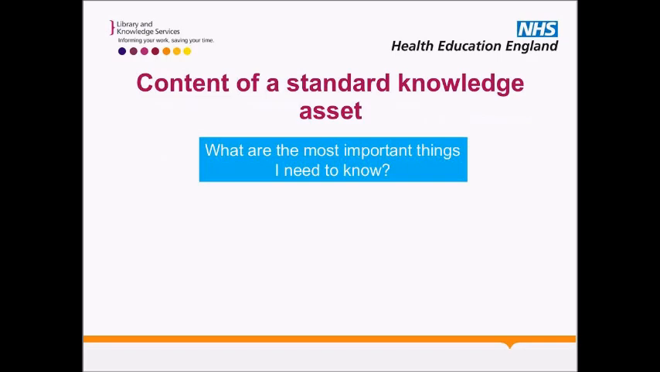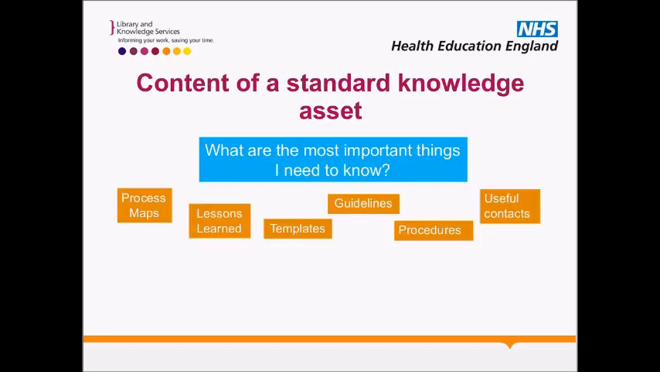So the content of a standard knowledge asset really is based around the answers to those questions, thinking about what are the most important things I need to know. And these are some of the things that you might want to include in your standard knowledge asset. You might include process maps, you might include lessons learned from previous projects or actions, templates, context-specific guidelines might be useful. You might want to include procedures that are particularly relevant or pertinent to this particular piece of work, and you may choose to include useful contacts.